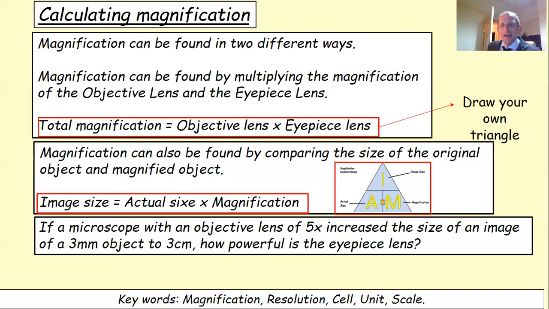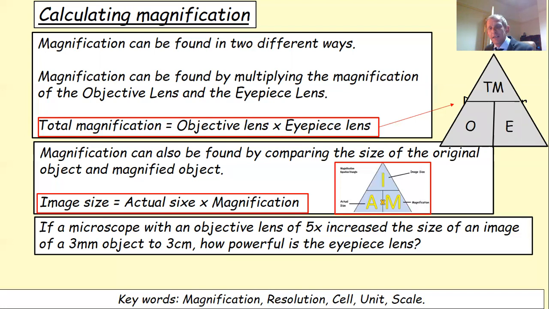Okay, guys, well done for having a go at that. So if you did have a go at trying to draw that triangle, it should look something like that, with total magnification being at the top. That's what TM stands for, and objective lens being in one lower corner and eyepiece lens being in the other lower corner. Now, if you're trying to calculate using a formula triangle, as I say, you just cover up the corner that you're trying to find out, and then you either multiply or divide according to what position on the triangle the two remaining values that you know are.